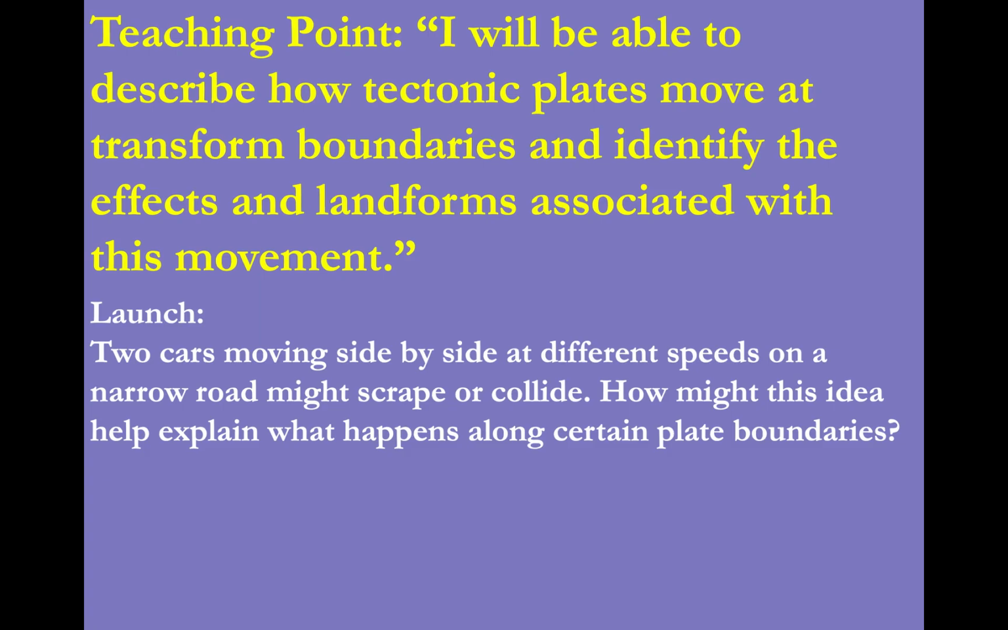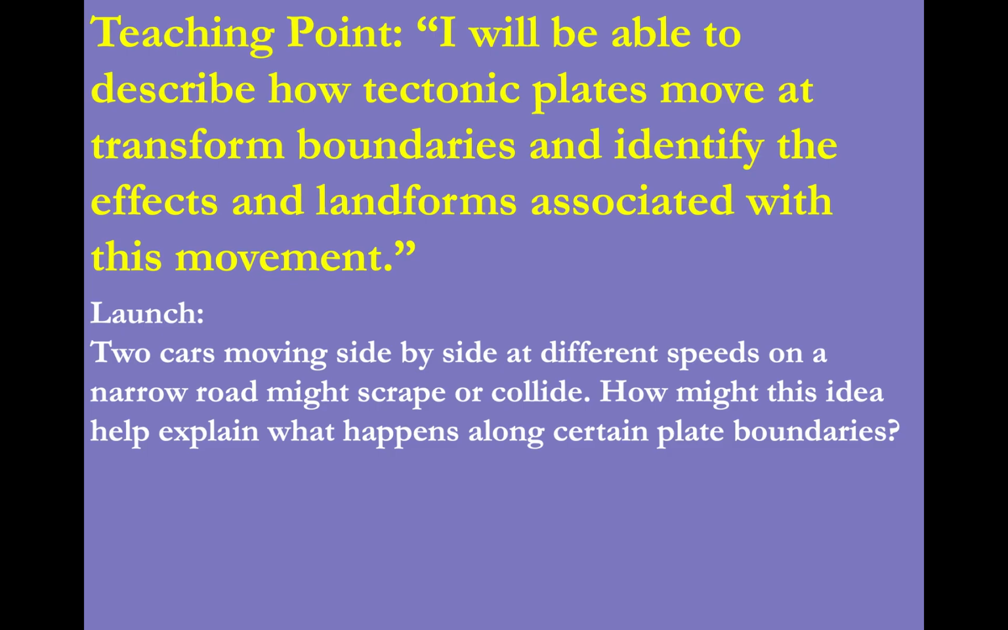Two cars are moving side by side. That's the key thing here, at different speeds on a narrow road, they might scrape or collide. How might this idea help explain what happens along certain plate boundaries? All right, so maybe one car can be going slightly faster than another car. And if the road is narrow enough and they might not have a lot of room to move around, the sides of these cars can eventually scrape.